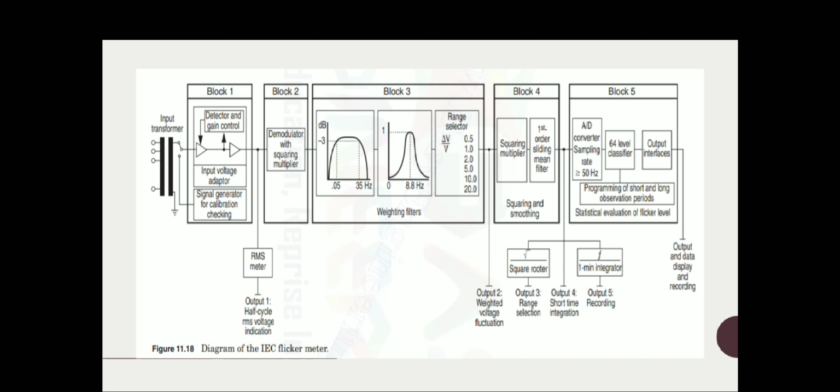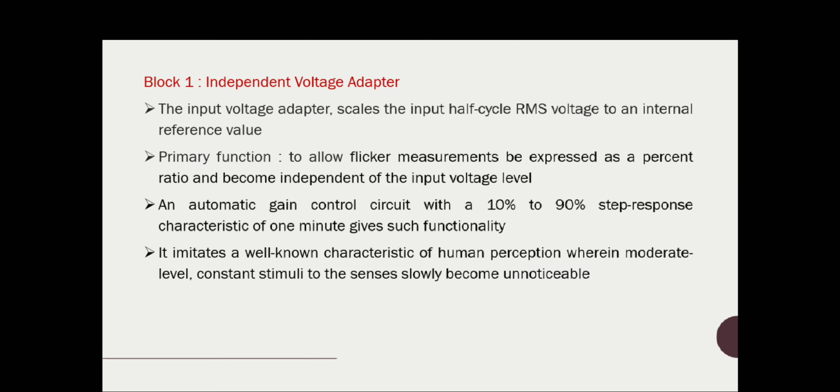And block 3 consists of filters, weighting filters. Block 4 is squaring and smoothing circuits. And block 5 is statistical evaluation of flicker level. These are the 5 major blocks in the IEC flicker meter. You can see the different functions of the different blocks.